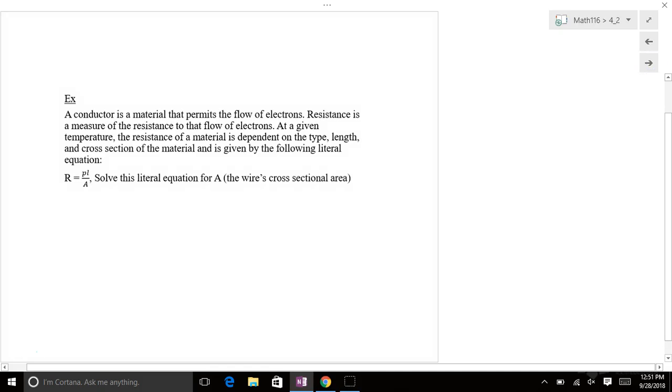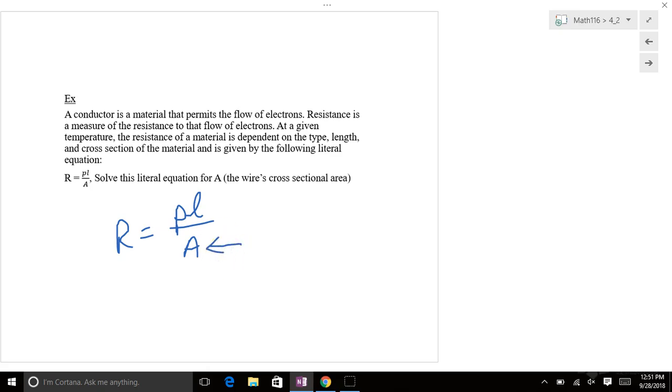Let's do some other ones here. You've got conductors, material that permits the flow of electrons. Resistance is the resistance to that flow at a given temperature. The resistance of materials depends on the type, length, and cross-section of the material, as given by the following literal equation. All we care about mathematically is this literal equation, and we're going to solve for A. First of all, we have to get A on top, not on the bottom. So let's multiply both sides by A to make sure we get this A on top. And again, we're solving for A.